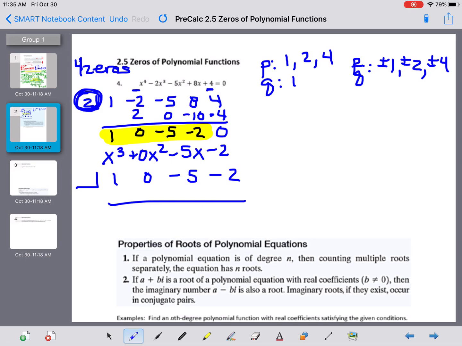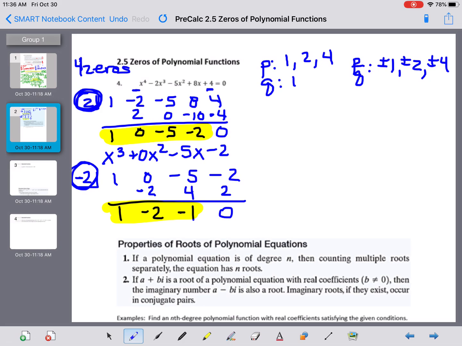All right, do we have a good guess? I'm going to try -2. Bring down my 1. -2 times 1 is -2 plus 0 is -2, times -2 is +4. I add, and because one's negative and one's positive, I get -1. -2 times -1 is +2, and I got another one. Yay! So once again, I found a second root. So I know 2 and -2 work.